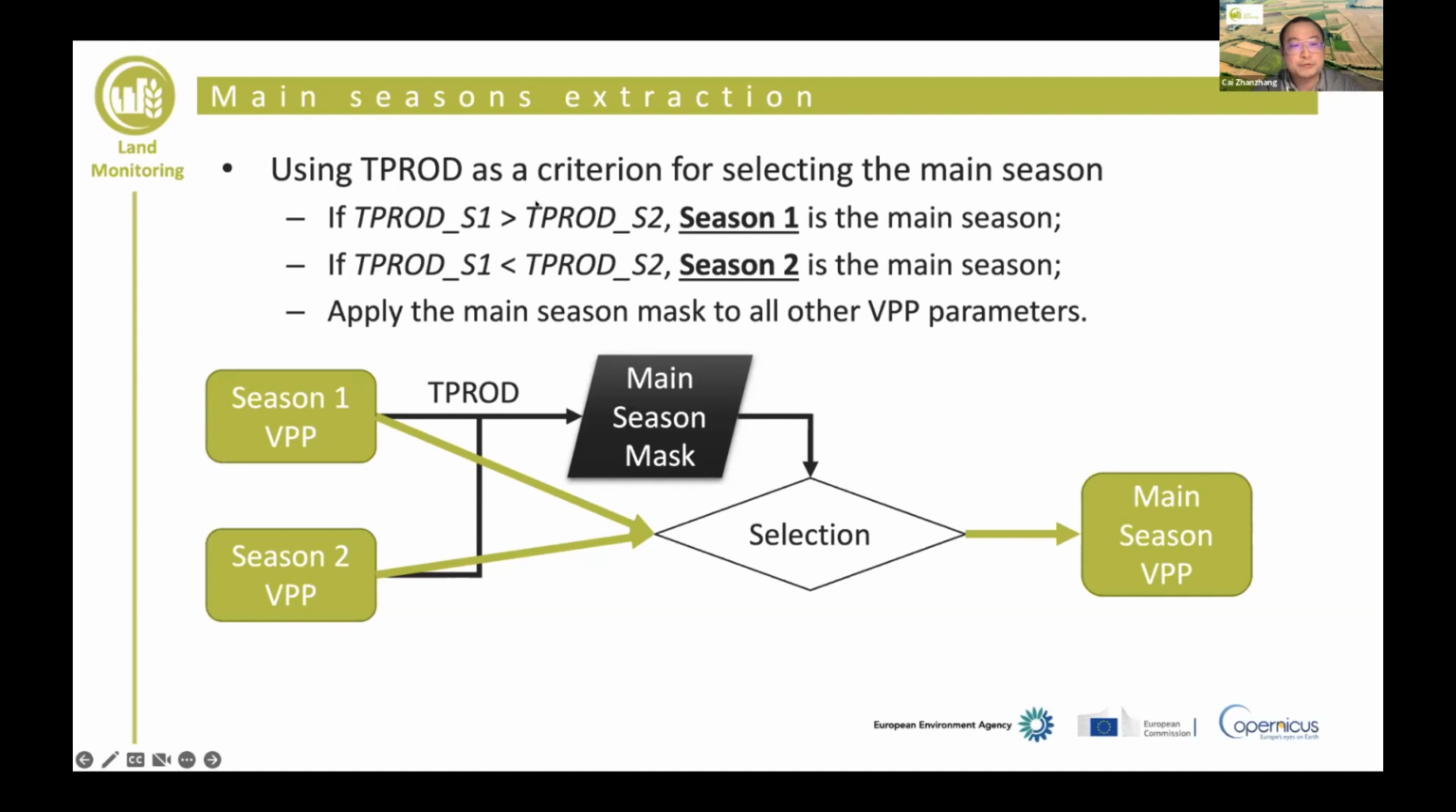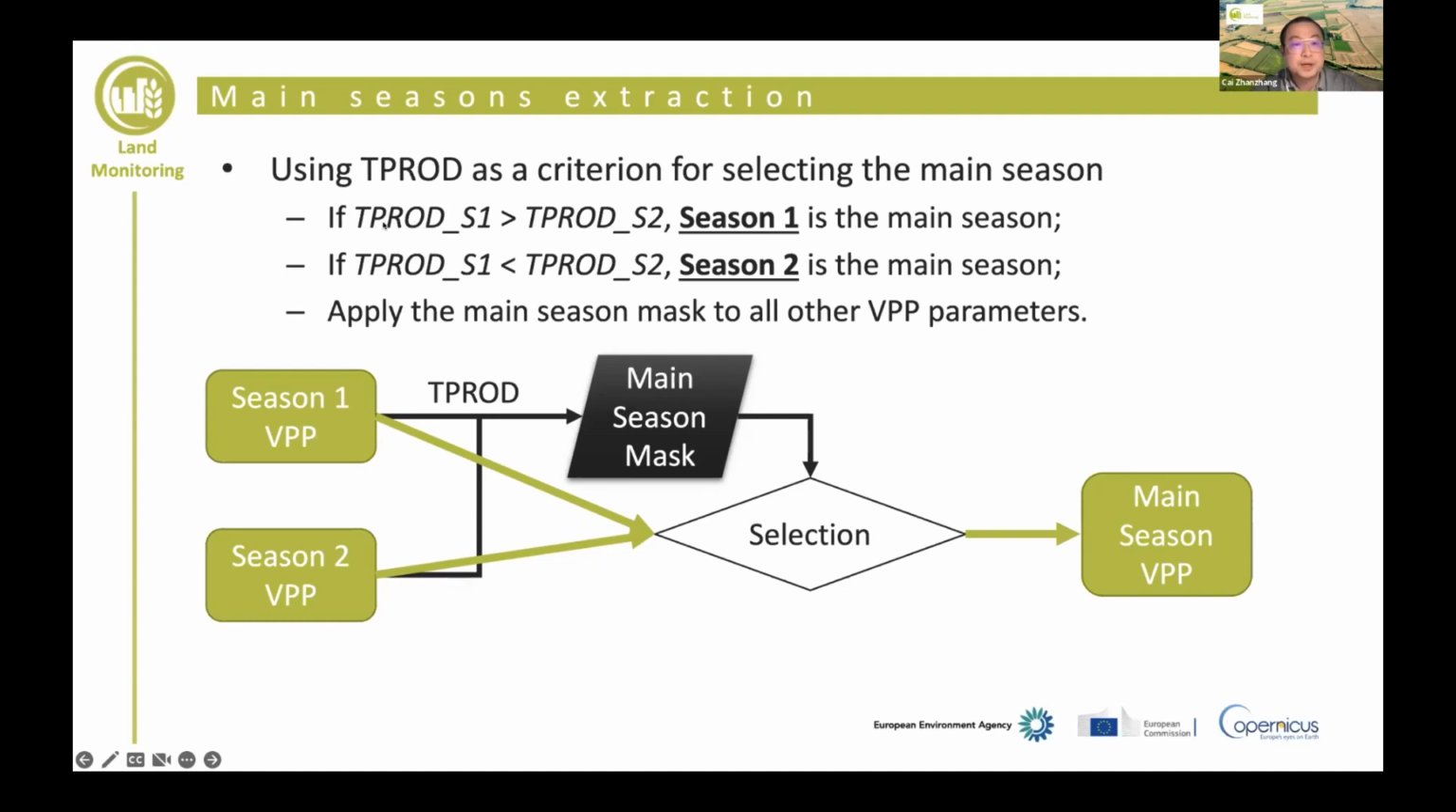for which VPP parameters can do this determination. So here we use T-prod, total productivity. It shows the PPI summed up during the growing season. So we create a simple logic here.